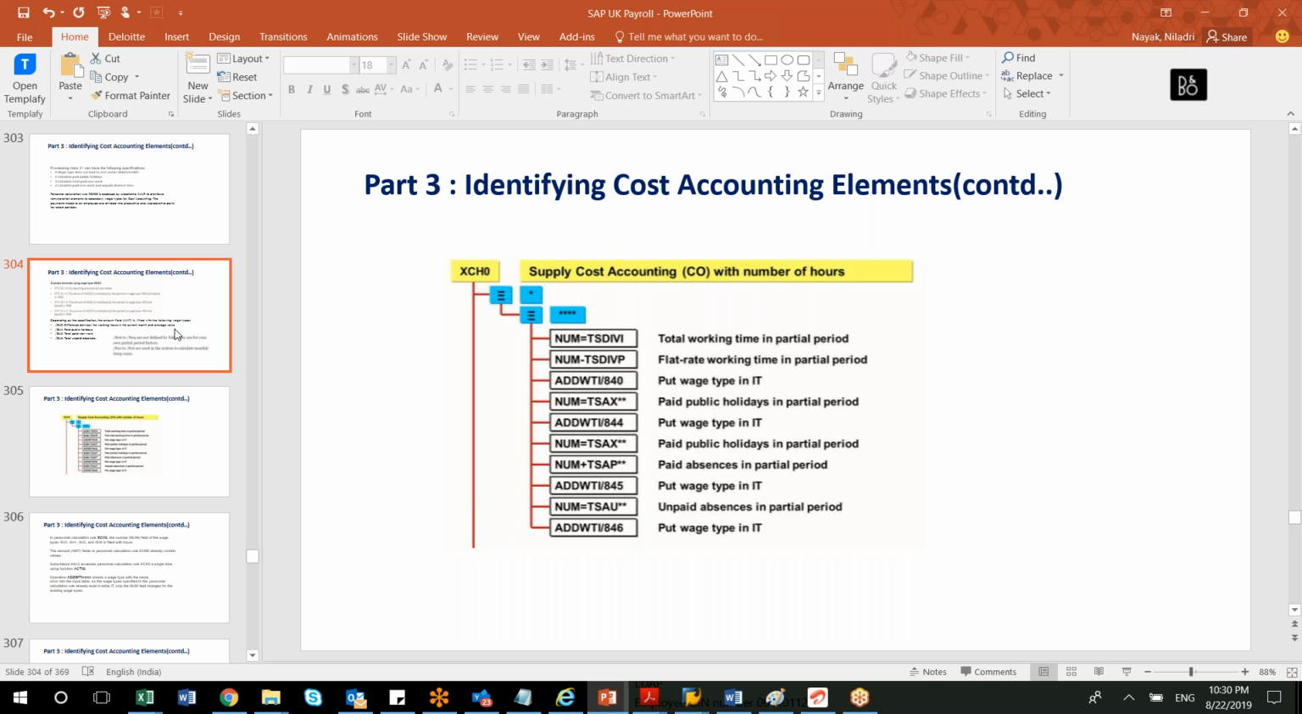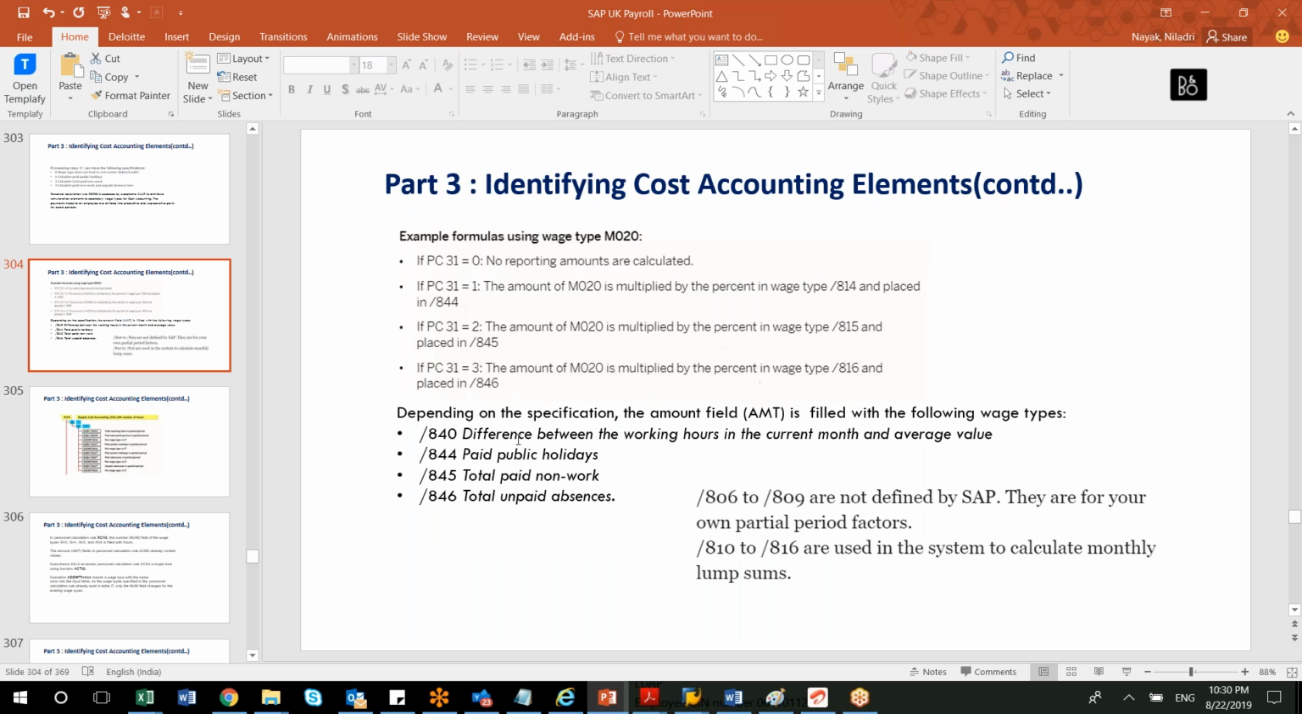Then it will calculate the paid public holidays. When I say TXAX, double star, this is actually the paid public holidays. This will calculate. Then again, it will do the calculation.